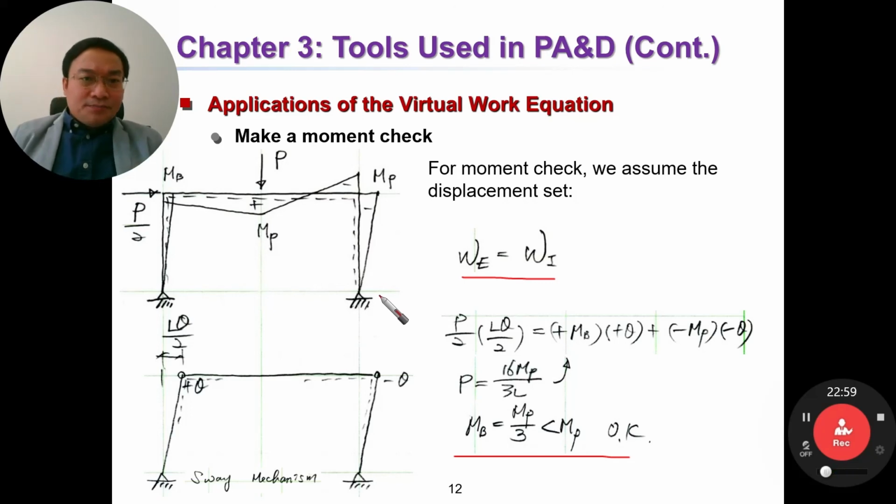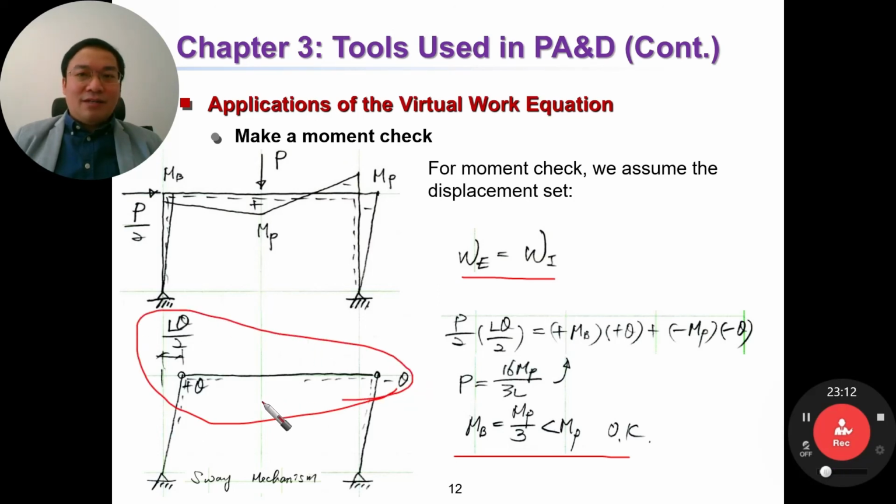So here again, the interesting point is that we can assume a different mechanism or a different displacement set. It is independent of the original mechanism to do the moment check. So it is a very interesting point. It's like magic, right? Like magic. Because of this, we can assume a very simple mechanism.